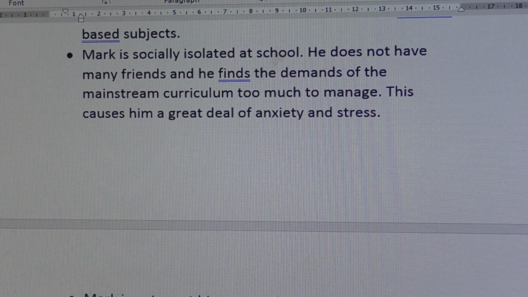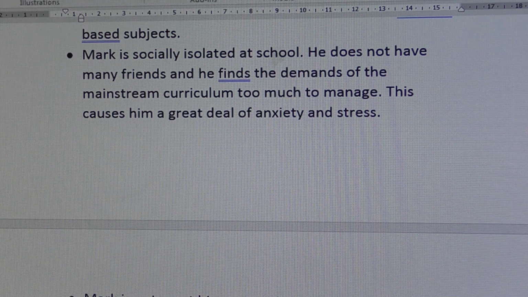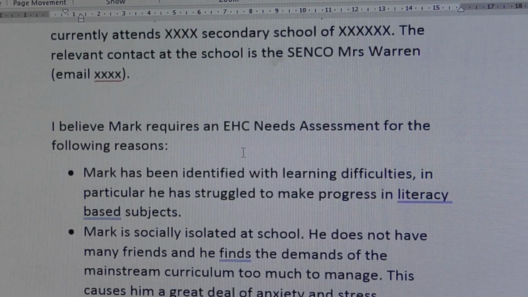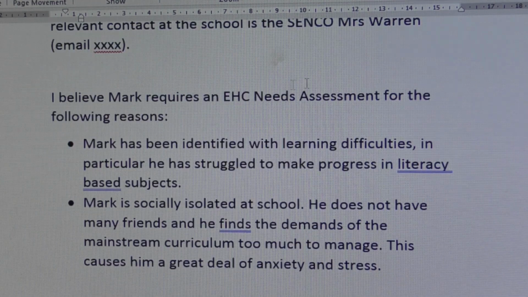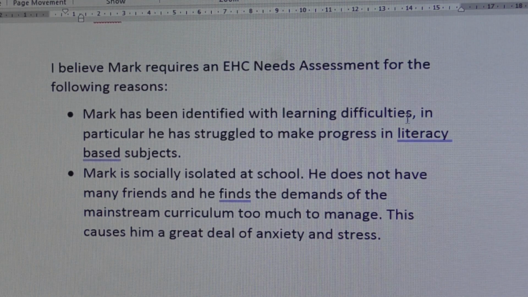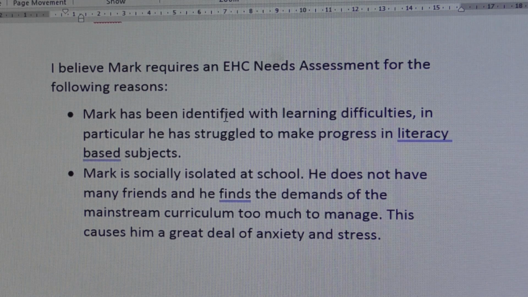So what we're basically doing here in the request for EHC needs assessment is we're identifying what we think are the special educational needs. So if we look at this, I believe Mark requires an EHC needs assessment for the following reasons. And so we identify the difficulties that we think he's having at school.